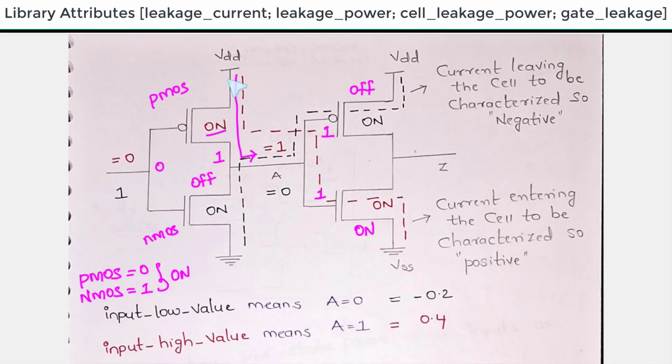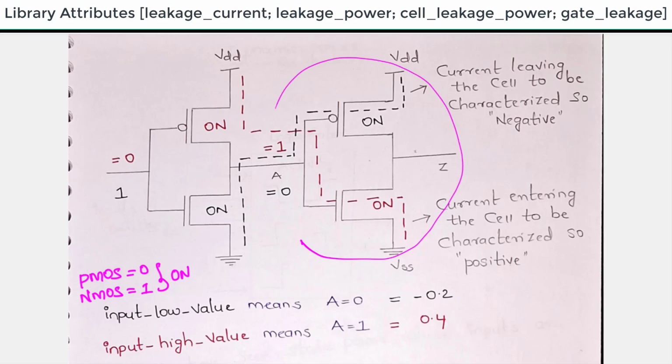So that's the reason there exists a path from this to this towards ground. In this manner, this one as well as this one gets turned on and it will be connected to ground. So here if you see, the current is entering the cell that should be characterized. This is the cell that needs to be characterized. As it is entering here, this should be treated as positive. So current entering the cell to be characterized should be positive.